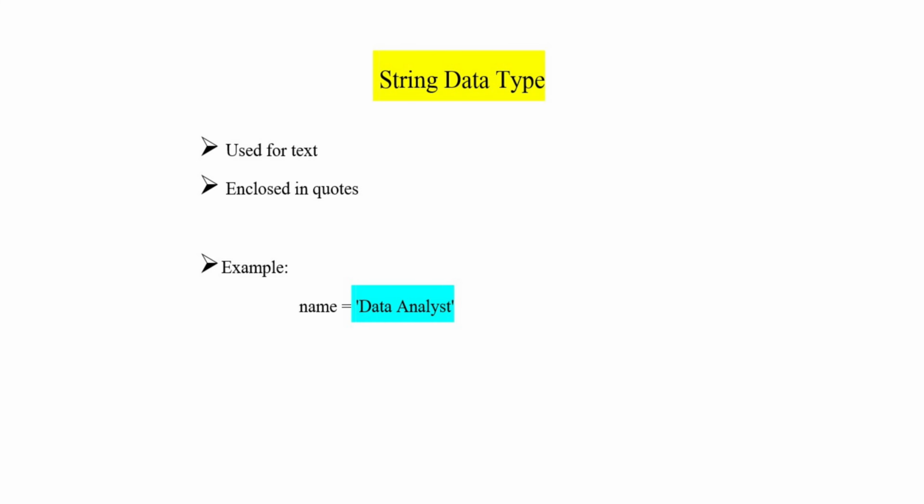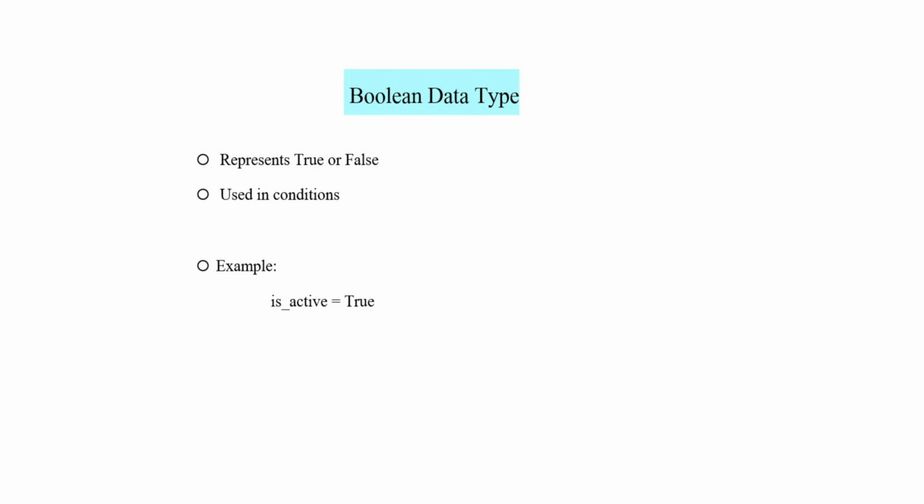The second type is string type. Name is equal to data type. Strings are sequences of characters enclosed in quotes. The third is Boolean type. Here I have taken an example like is_active is equal to True. Boolean values represent true or false conditions.